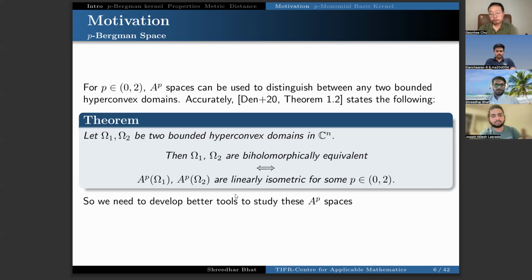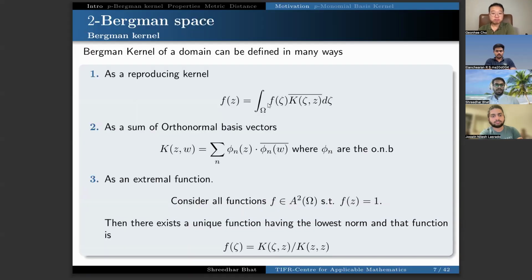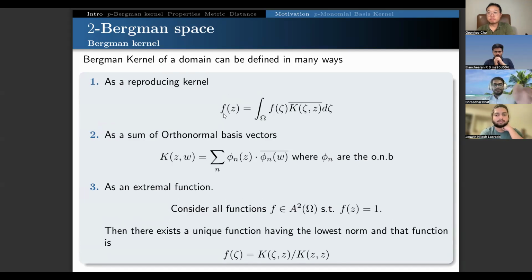So we need to develop some better tools to study these AP spaces. Now, before developing, let us look at this Bergman kernel again. Earlier, we saw that you can define this Bergman kernel as a consequence of the Riesz representation theorem, but it can be defined in other ways as well.